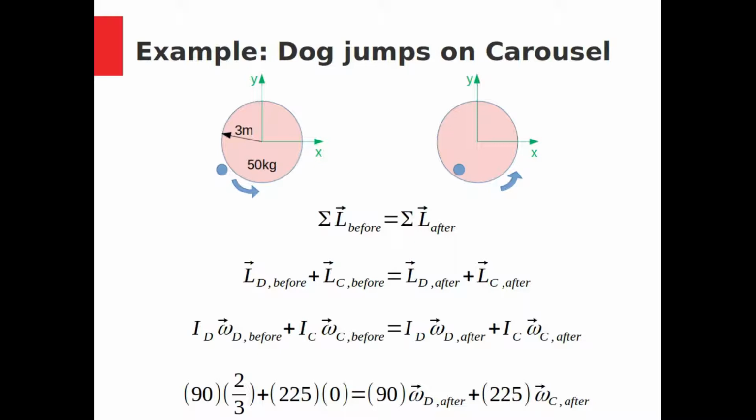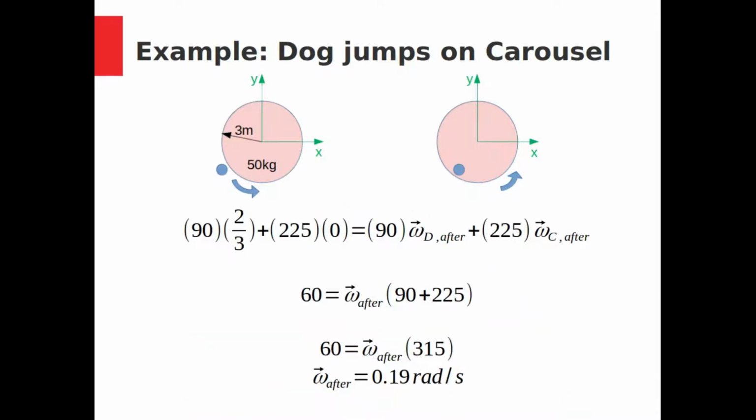Originally, the carousel was standing still, so its angular velocity at the beginning is 0. When the dog jumps on, it remains at its original distance from the center, that's 3 meters, so its moment of inertia hasn't changed. The other thing is, after the dog jumps on, it spins at the same rate as the carousel. So the angular velocity of the dog after it jumps on equals the angular velocity of the carousel. We can therefore solve for the final angular velocity of the dog and the carousel. It works out to 0.19 radians per second.